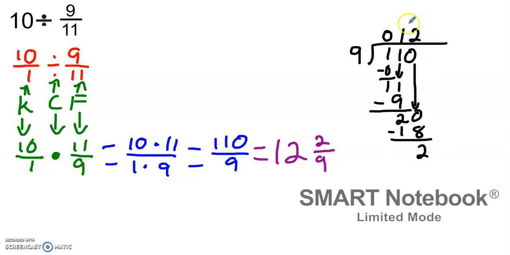So you can see here, this is how I got the whole number 12. This is where I got my new numerator. And of course, the denominator stays the same. So I know that that's my final answer. So I'm going to circle it to mark it as my final answer. I want you to now pause this video and write this work down in your notebooks.